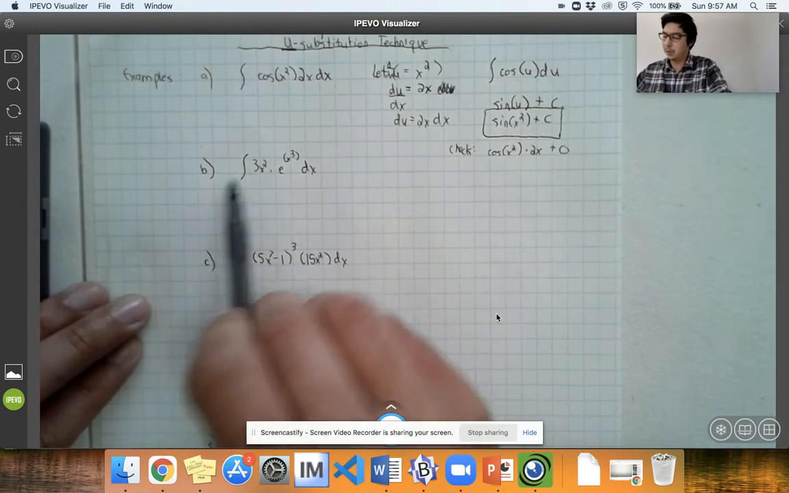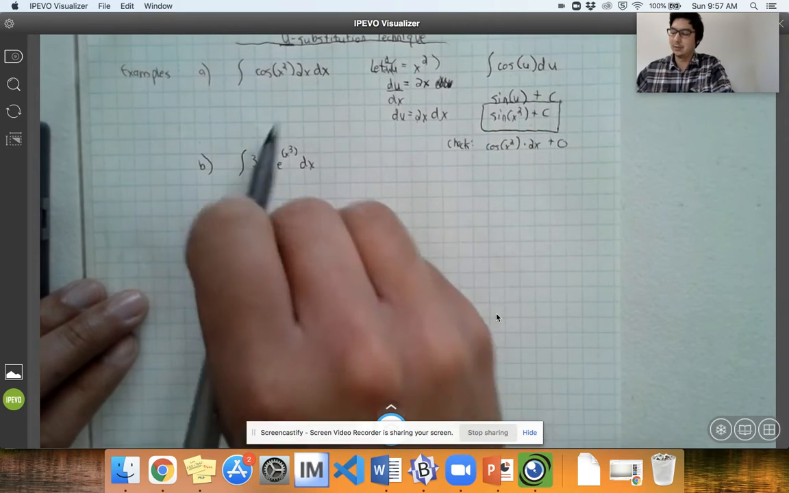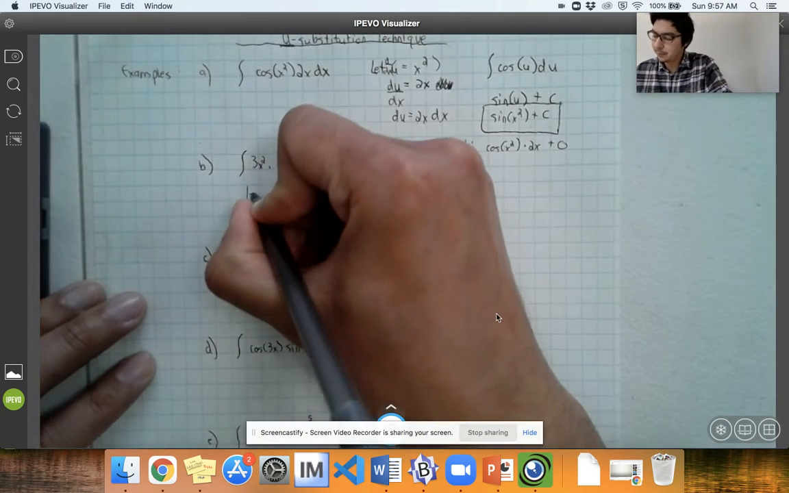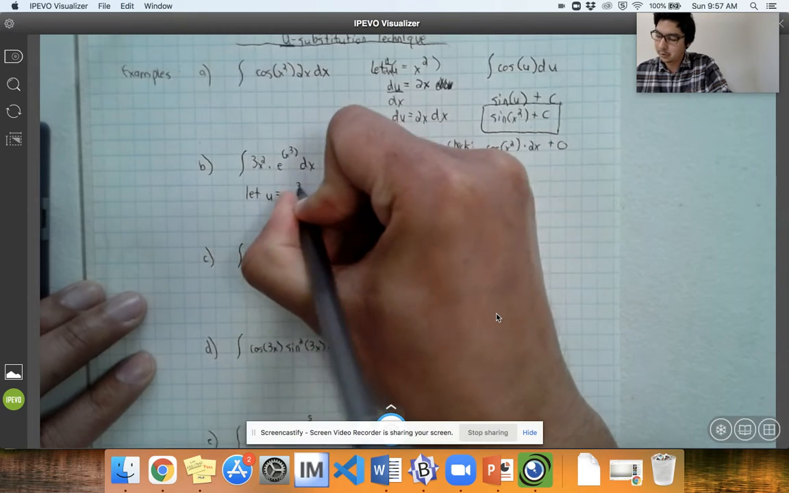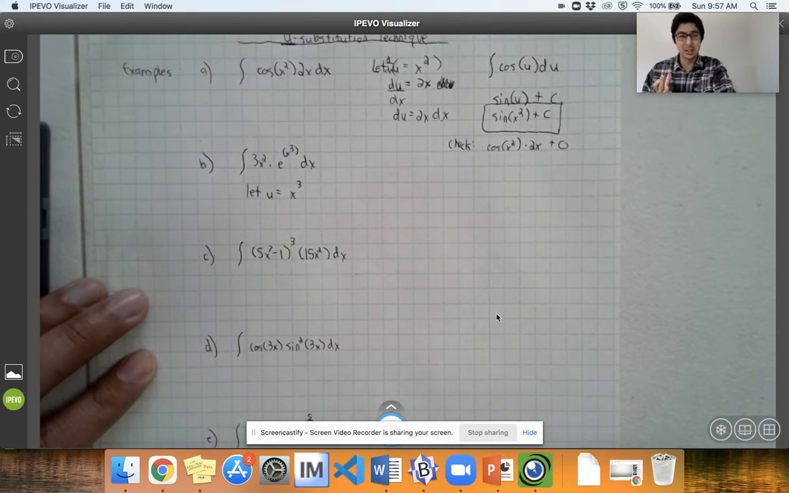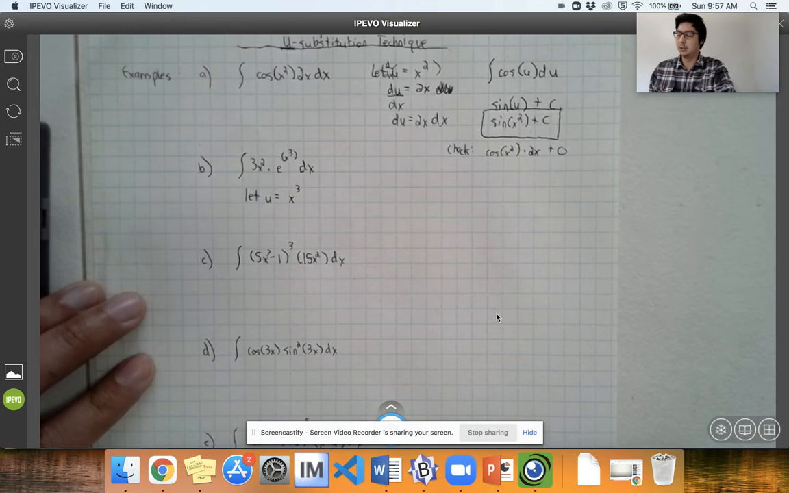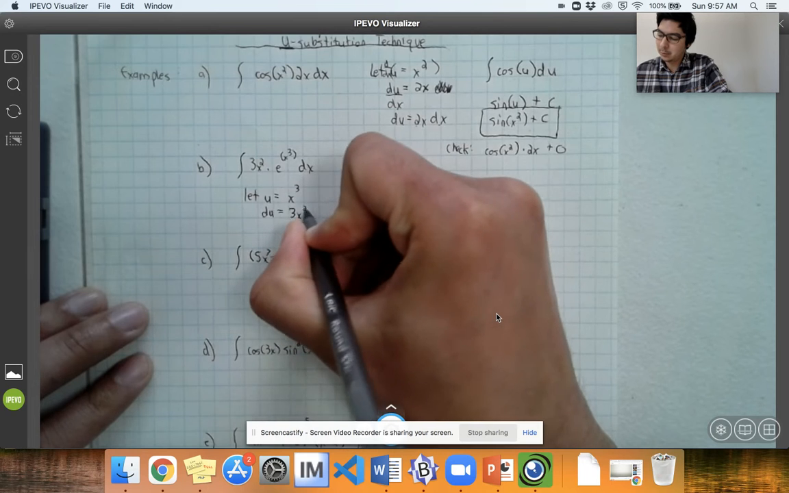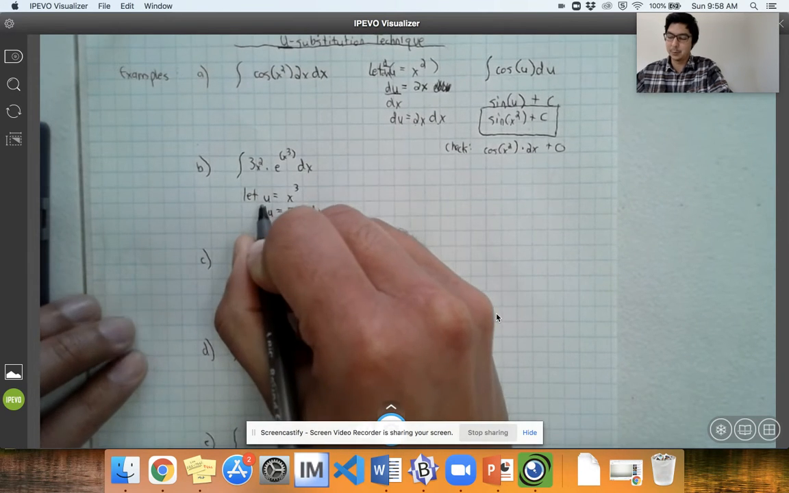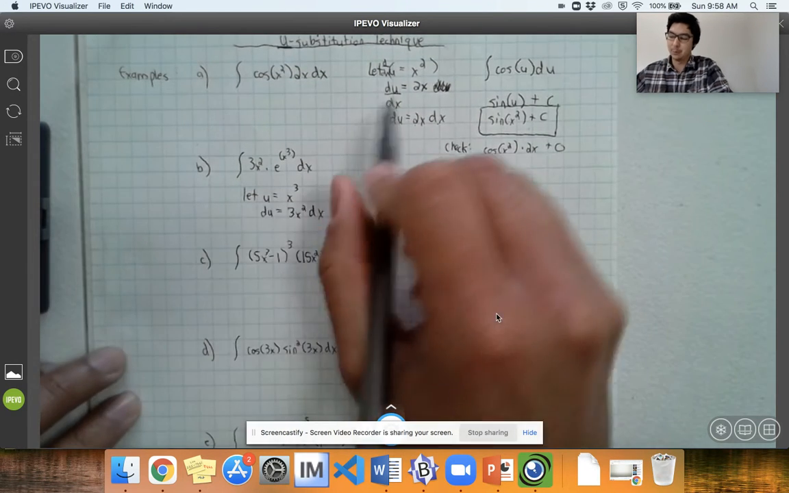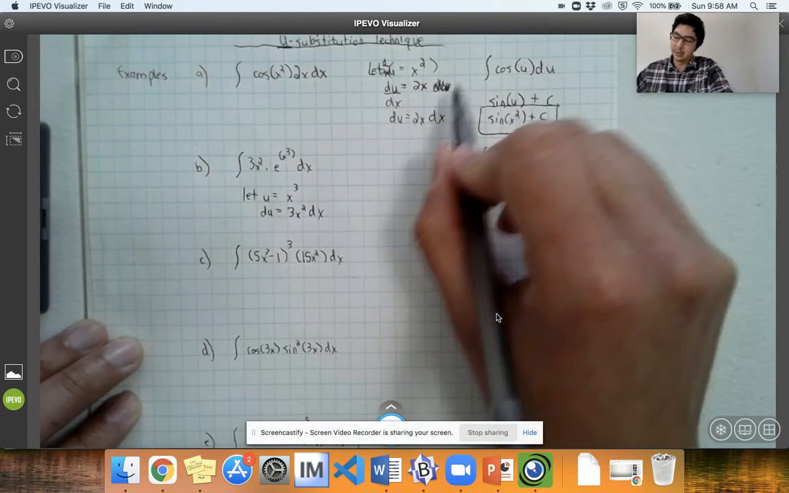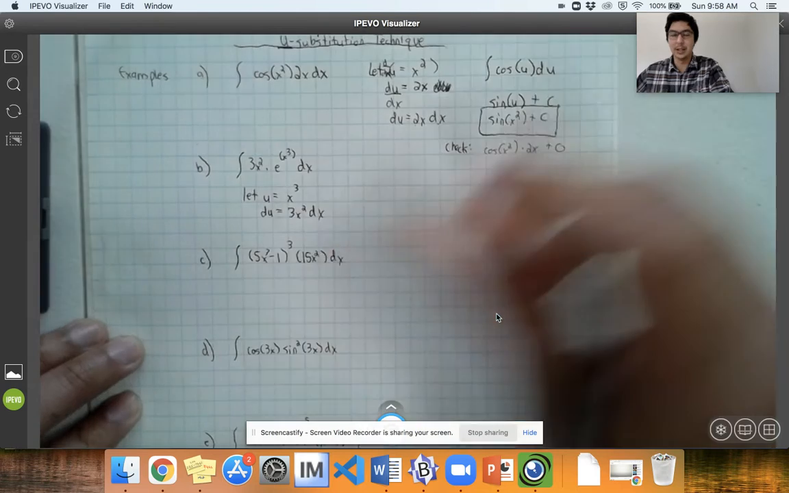Look at the second one. We had 3x squared times e to the x cubed, where I can see that when I take the derivative of x cubed, it is going to give me 3x squared. So let's let u equal x to the third. Finding u is the tricky part, and it will take practice until you build into what your eyes are looking for. What that is going to help us with is that du is going to be 3x squared dx, when you take the derivative with respect to x and then bring the dx to the other side.